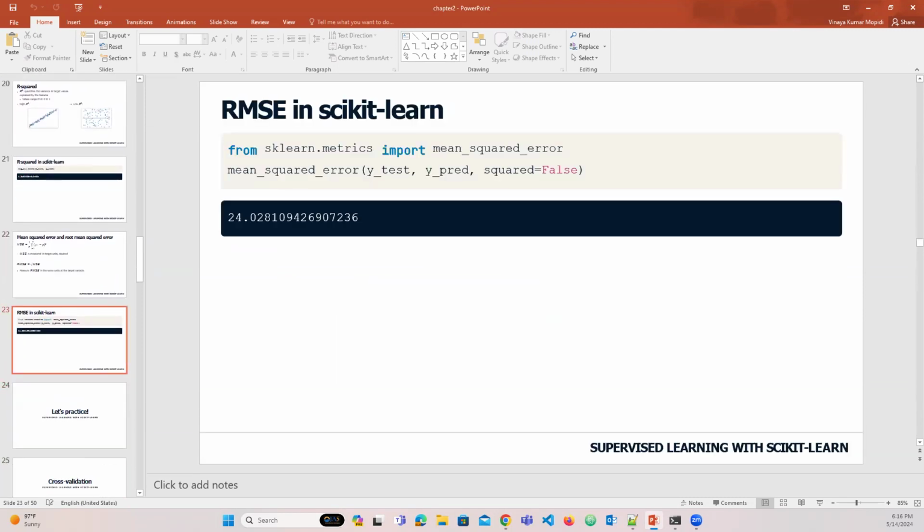Here, to calculate RMSE, we import mean_squared_error from sklearn.metrics. Then call mean_squared_error. We pass y_test and y_pred, and set squared equal to False, which returns the square root of the MSE. The model has an average error for blood glucose levels of around 34 milligrams per deciliter.